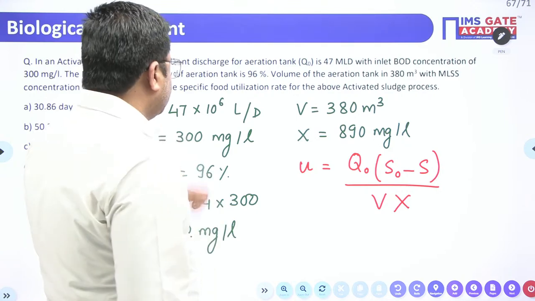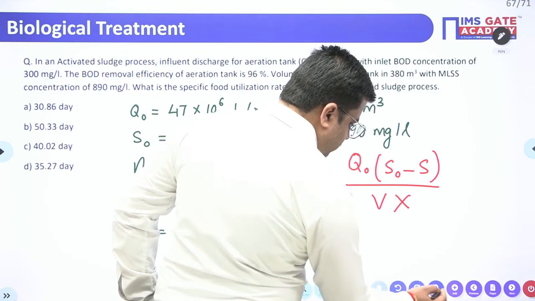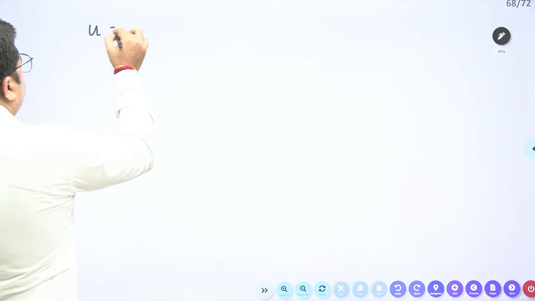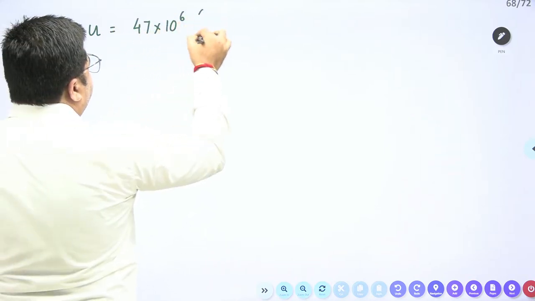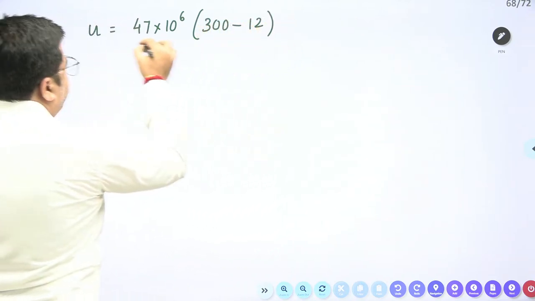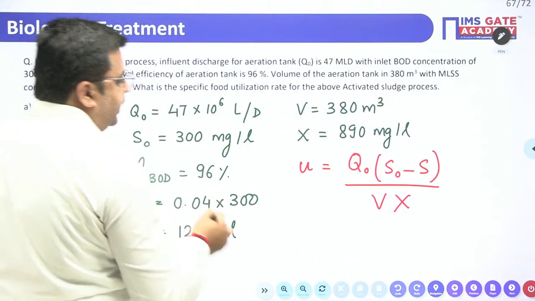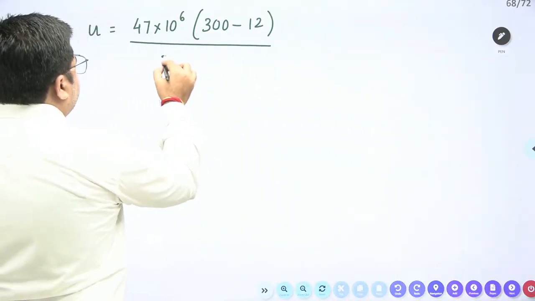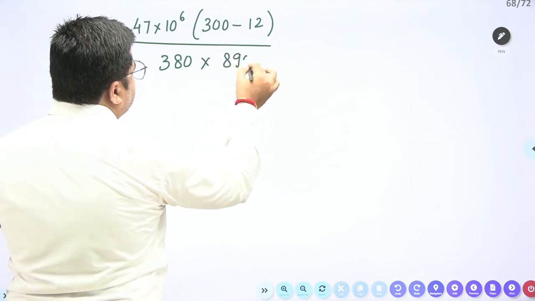So Q naught is 47 into 10 raised to the power 6. So U is 47 into 10 raised to the power 6 into (300 minus 12), divided by V, which is given as 380, and X, which is given as 890. So this is 380 multiplied by 890. Let me just check the units.